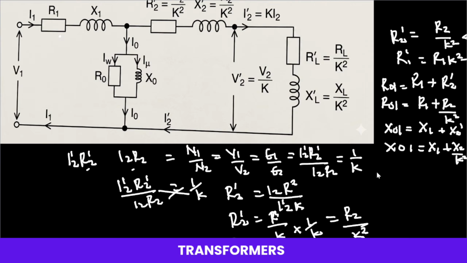Okay. Now let's find the total impedance within the primary, as referred to the primary. So impedance referred to the primary will be Z01, which is the same as the root of R01 squared plus X01 squared. Because it is impedance, we are going to consider the resistances and the reactances.